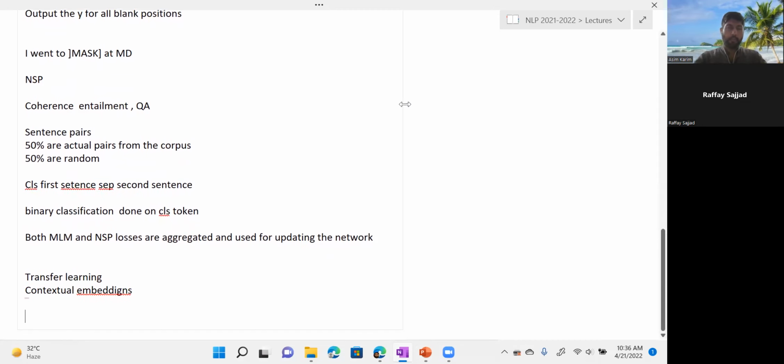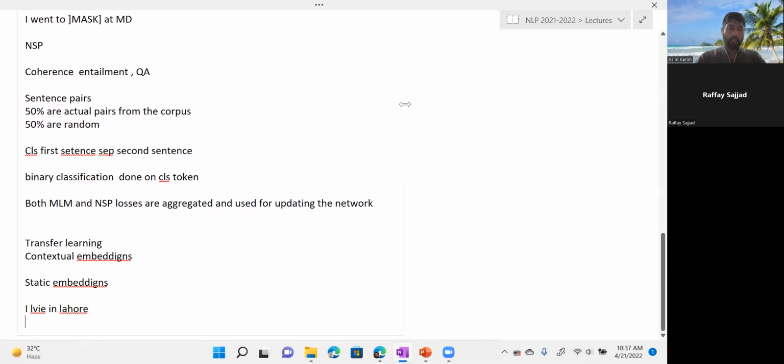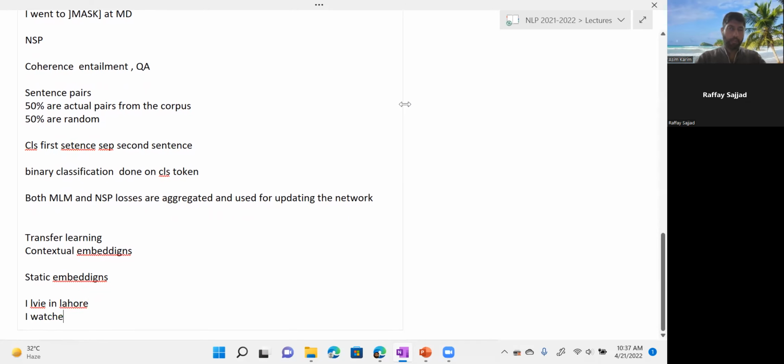So previously, we had talked about word-to-vec, which was static embeddings. Static embedding means that for any given word, you have one embedding, irrespective of whether that word appears in one context or another context, meaning that that word could appear in different cases. For example, I usually give the example of live and live. So I live in Lahore. So LIVE is a word, and I watched the match live.